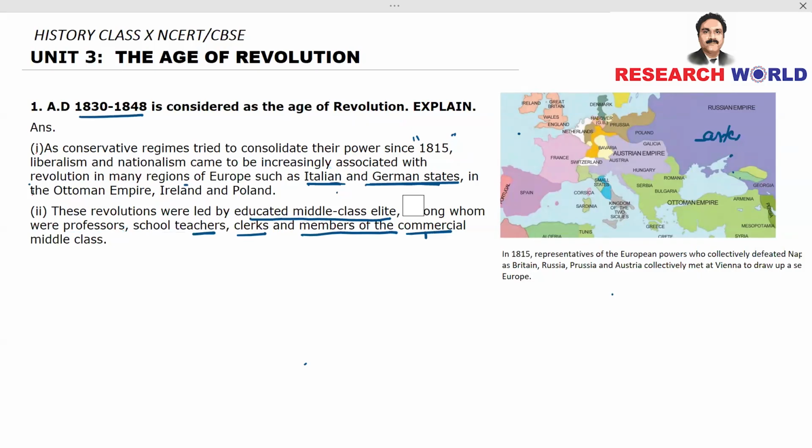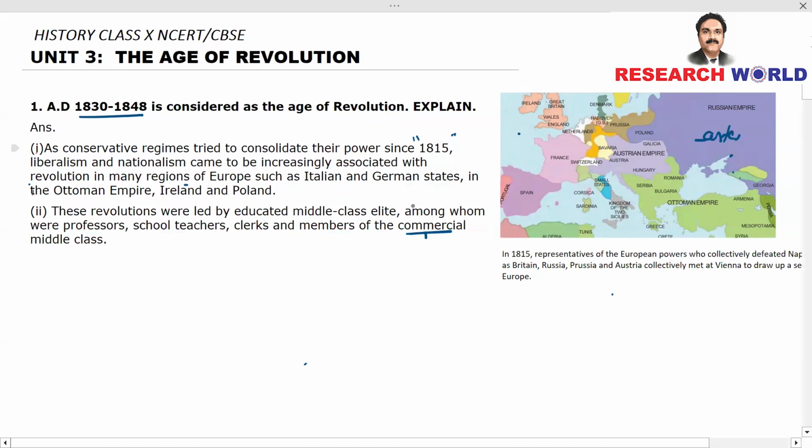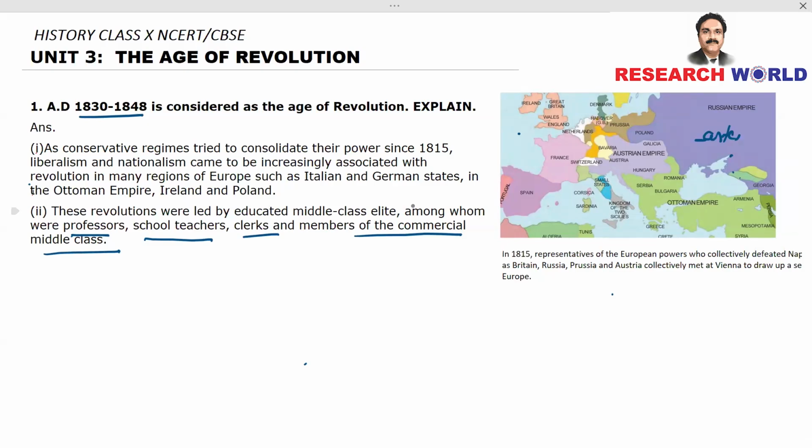So once again, the question is, AD 1830 to 1848 is considered as the age of revolution. Explain. So the backdrop is this. We have got conservative regimes which consolidated their power since 1815. Liberalism and nationalism came to be increasingly associated with revolution in many regions of Europe, such as the Italian and German states, in the Ottoman Empire, Ireland, and Poland. Second, these revolutions were led by the educated middle class elite, among whom were professors, school teachers, clerks, and members of the commercial middle class. Okay, so two points.